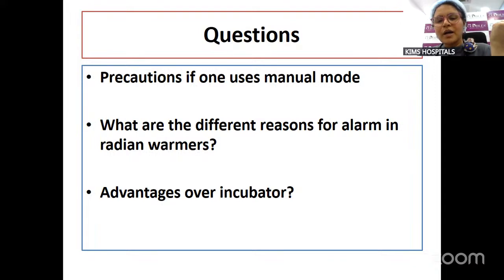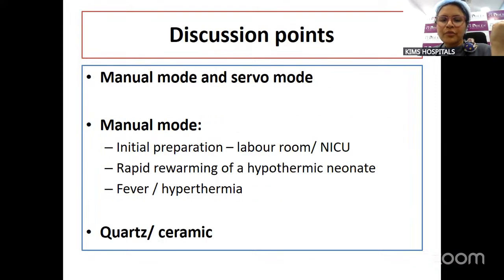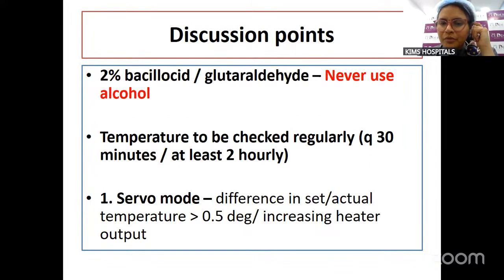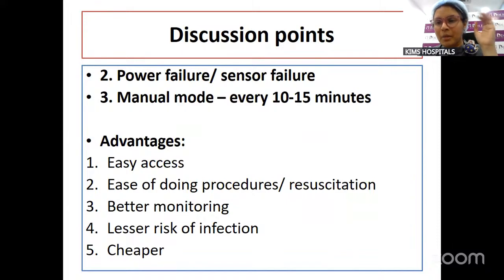What are the different alarms in the radiant warmer? Often the different alarms include an alarm because of a significant difference between the set temperature of the baby and the actual temperature. There can be an alarm because of power failure, because of sensor failure, and it can automatically alarm once in 10 to 15 minutes, especially when the radiant warmer is on the manual mode.